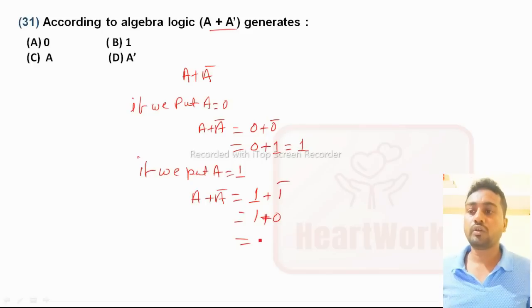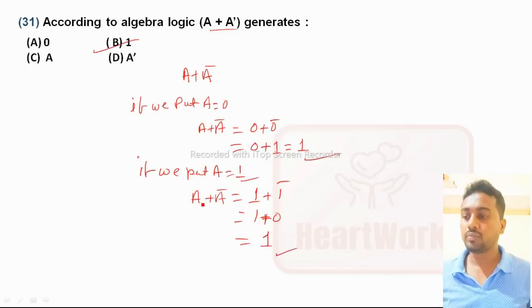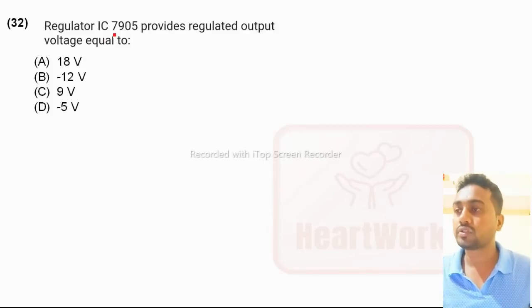Plus means OR, so 1 or 0 will be 1. In both cases, if we put 0 then it will come 1, and if we put 1 then it will come 1, so it will always be 1. So option B is the right answer. Okay, now coming to the next question.